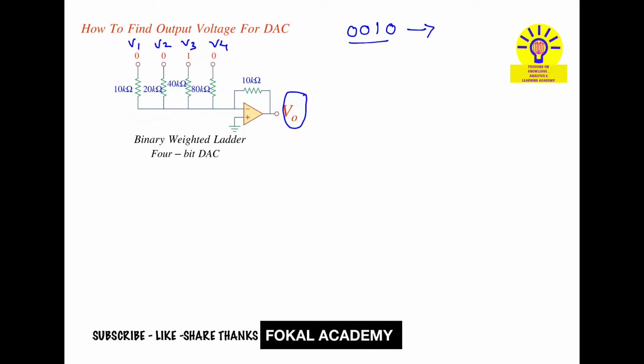Now consider this is resistor R1, this is resistor R2, this is resistor R3, and this is resistor R4, and this is the feedback resistance, called RF. In the digital input, the left hand side data is called MSB, most significant bit, and this is LSB. Here we are passing the MSB and here we are passing the LSB.